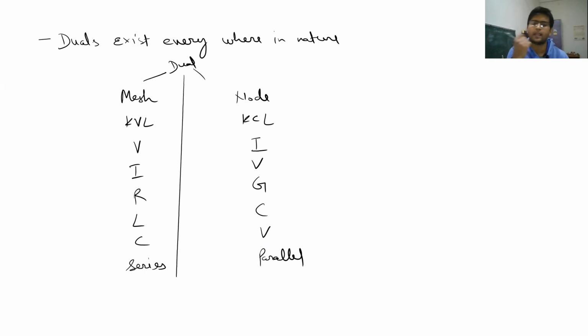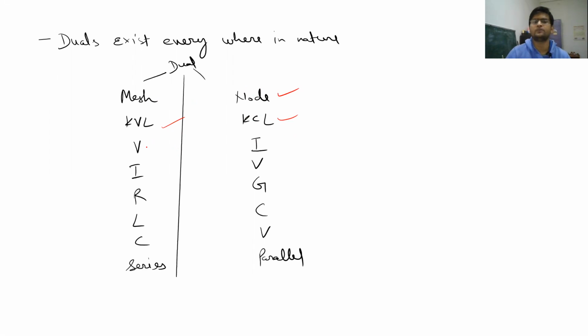So first of all, you have seen, or you must be seeing, that duals exist everywhere in nature, like living and non-living, up and down, black and white, male or female. Similar to that, in network theory also, we have a dual for everything. Like for mesh analysis, we have nodal analysis. For KVL, or Kirchhoff voltage law, we have KCL, Kirchhoff current law.